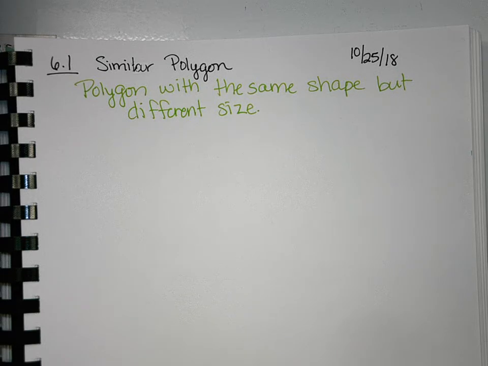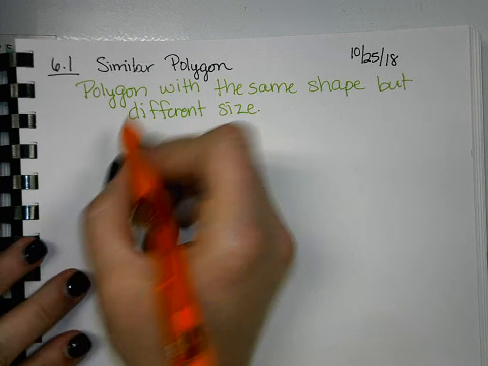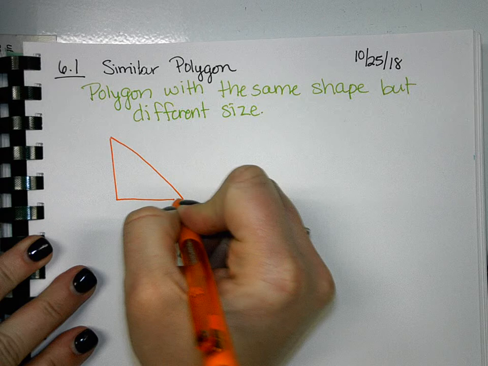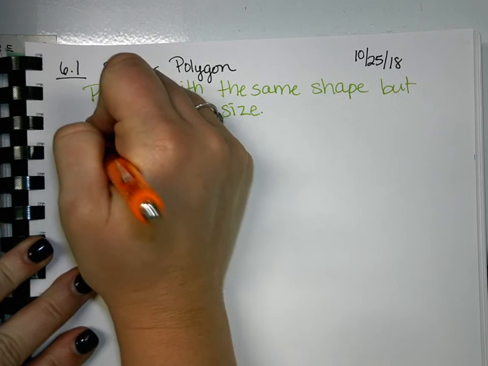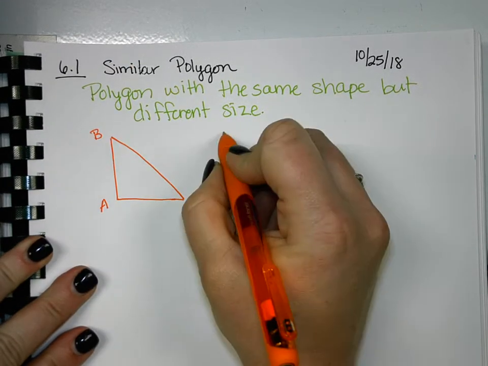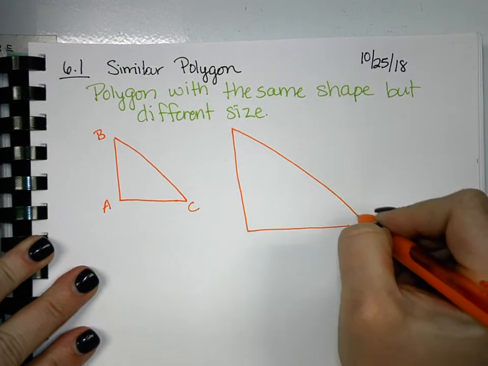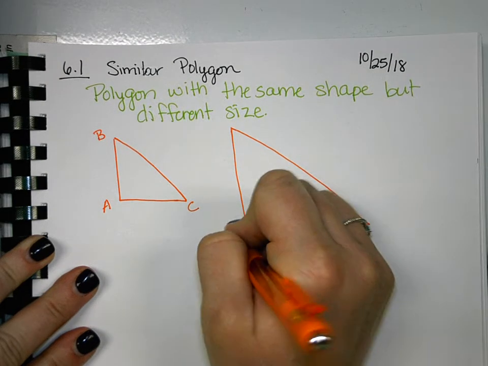Okay, because those don't change shape. They don't change shape. They just change size. So what we're going to be looking at are things that are the same shape but different sizes. So let's go ahead and draw. Today we're gonna look more specifically at triangles. So I'm gonna draw two triangles. I'm gonna call this one ABC and this one DEF.